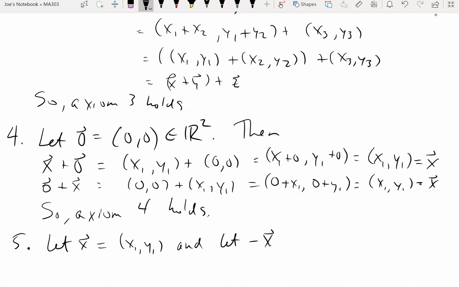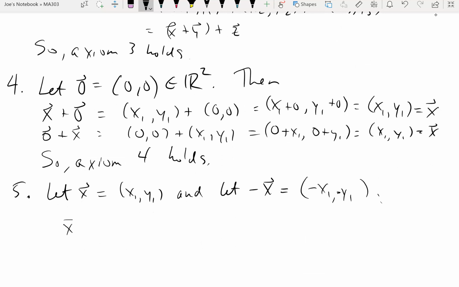What do you think its inverse is? Now this one will be specific to the x, right? This one will depend on what x is. What do we think the additive inverse is for x here? Negative x1, negative y. Yeah, because it's just usual addition, right?